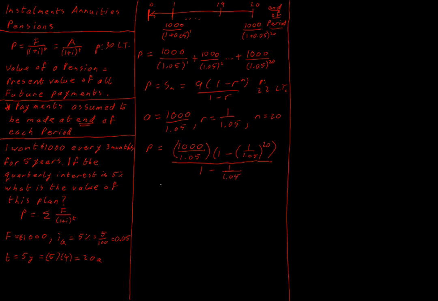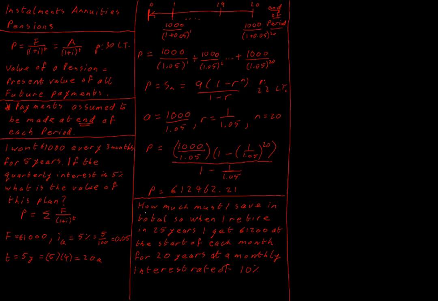And when we sub all of that into our calculator, in this case there's no rearrangement needed, we end up with 12,400.21. So that's the present value of this plan, where we're getting €1,000 every quarter for 5 years. That's what the present value of that plan is, assuming a quarterly interest rate of 5%.